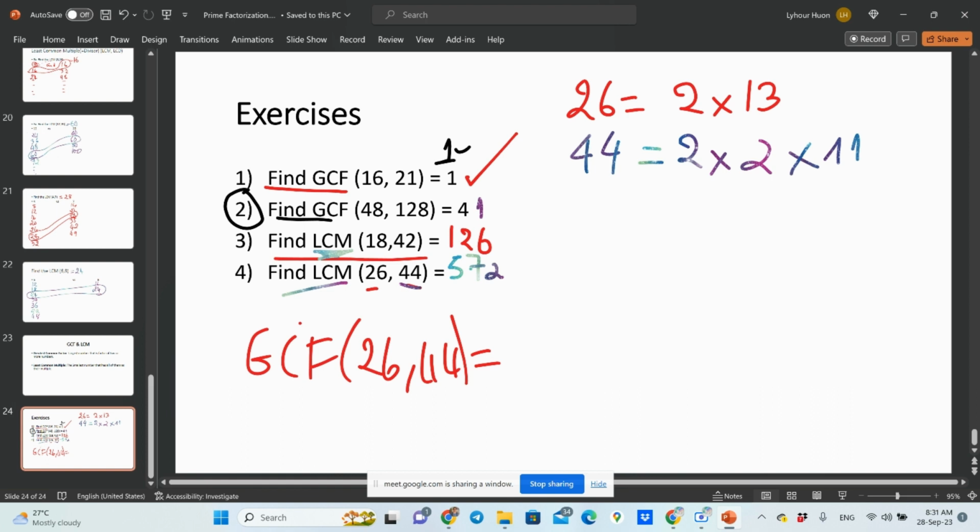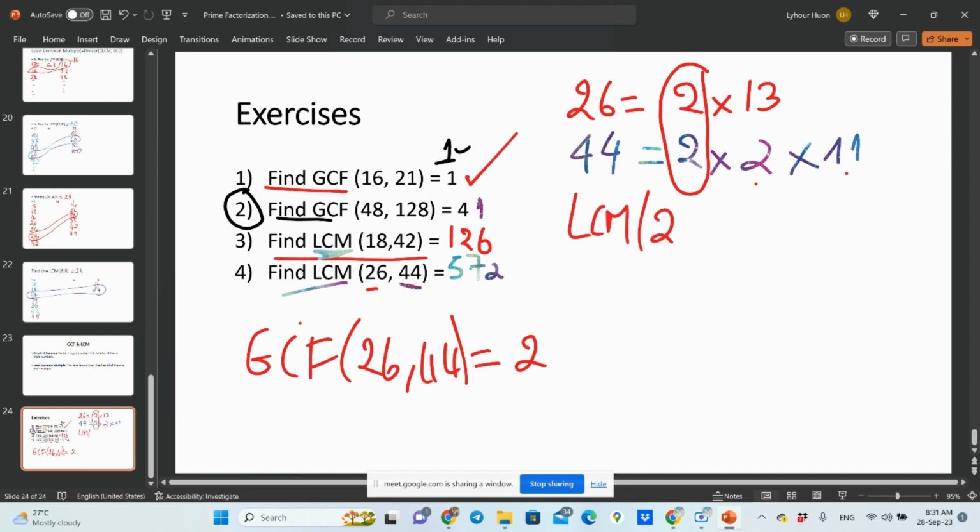Well, just 2 times... What do we have in common pair? Only one, 2, right? 13 we don't have a common pair, 2 here doesn't have, 11 here we don't have. So for the GCF we take only the common pair, which is only 2.